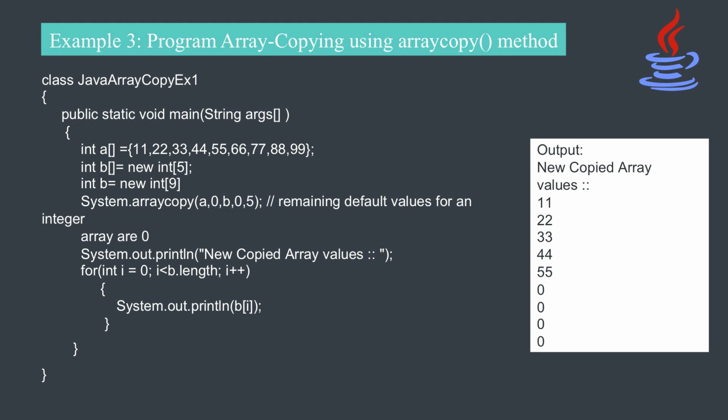Next I will take the third case: System.arraycopy from array A 0th index, copy into array B from 0th index, only 5 elements, so the remaining elements will be default values. The default values for an integer array are zeros because an array is an object. Print the new array's copied values using the same for loop. When you compile and run the program, the output is 11, 22, 33, 44, 55, and the remaining 4 elements are default values, which for an integer array are 0.